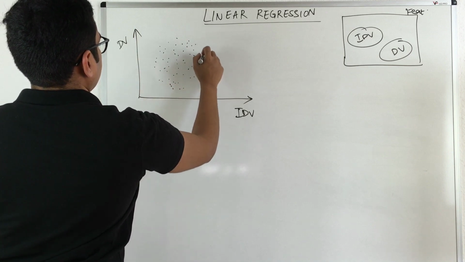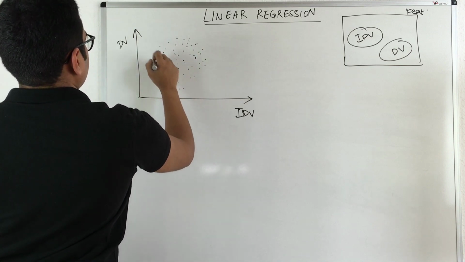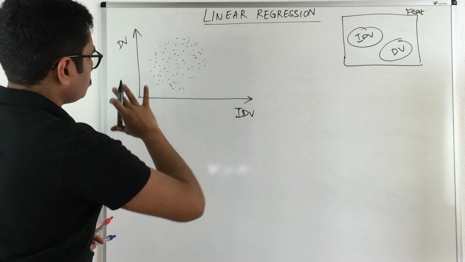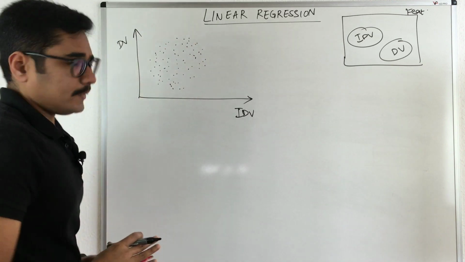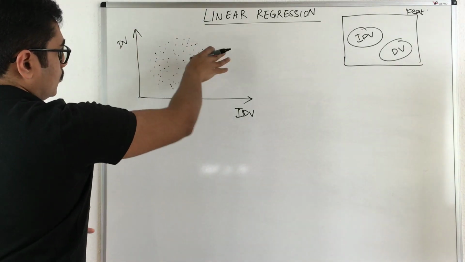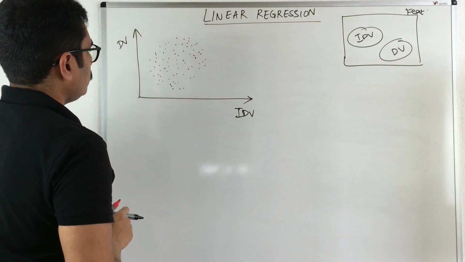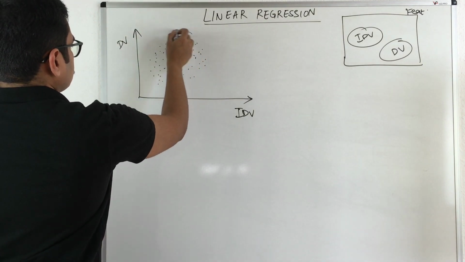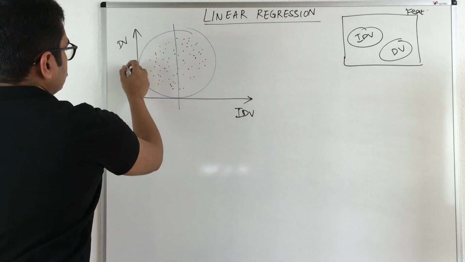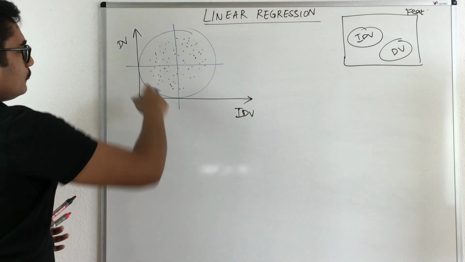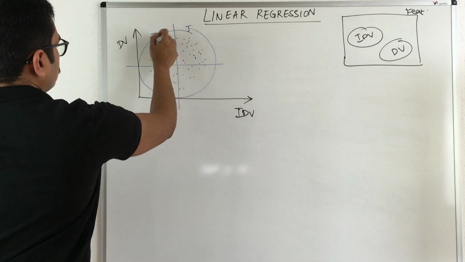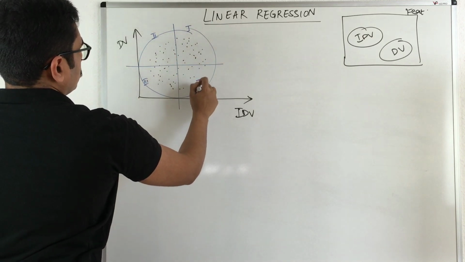We are interested in knowing the relation between dependent and independent variables. You can see that a particular kind of dispersion has happened. There is no particular trend. There seems to be a symmetry between all these data points. Now we'll construct a circle around this, and divide this region of data points into quadrants. This is my first quadrant, this is my second quadrant, this is my third quadrant, and this is my fourth quadrant.